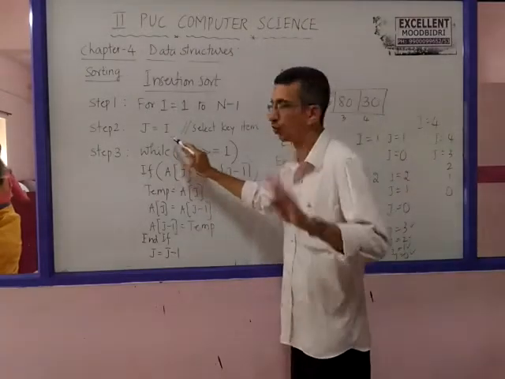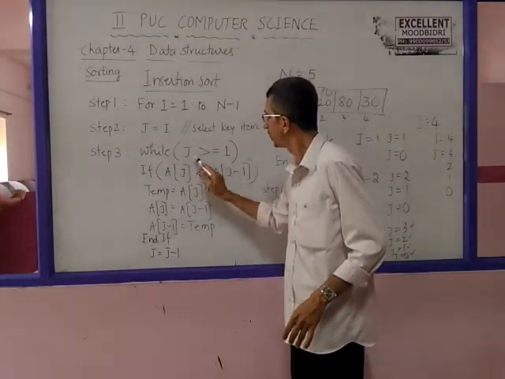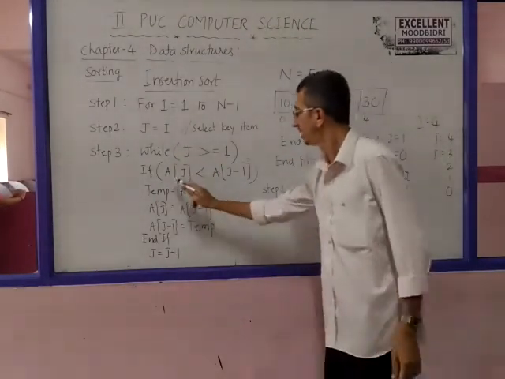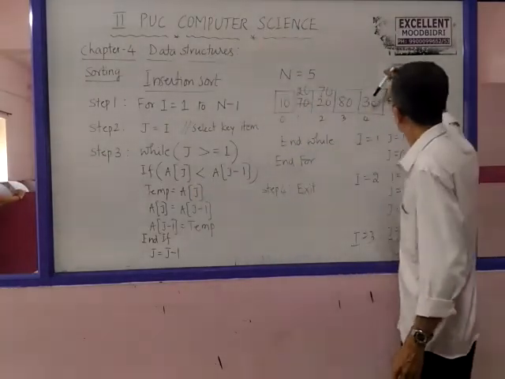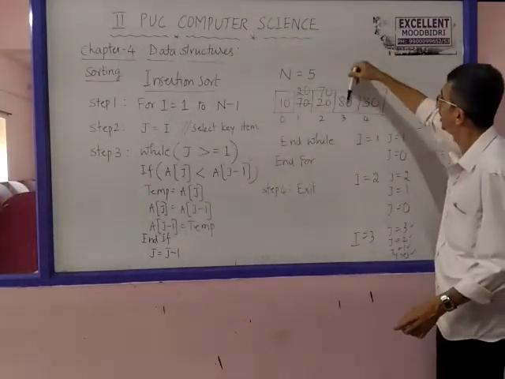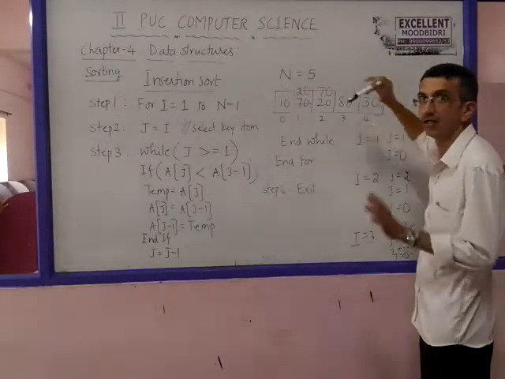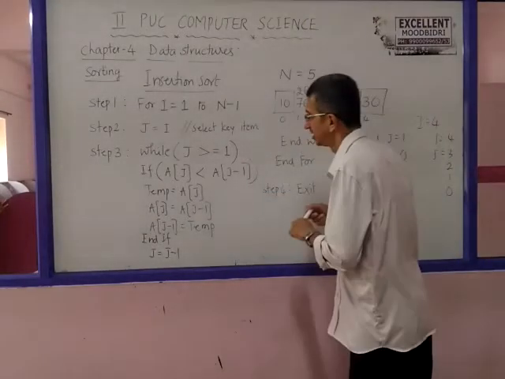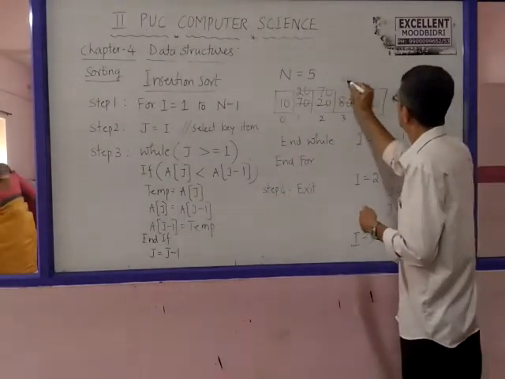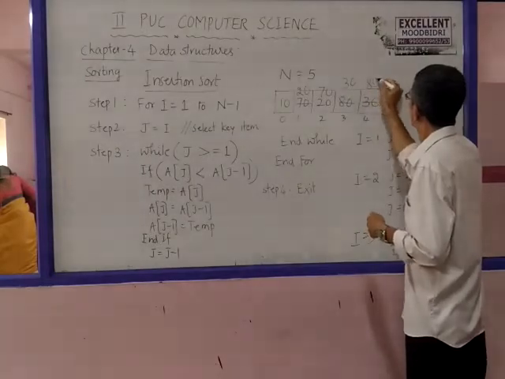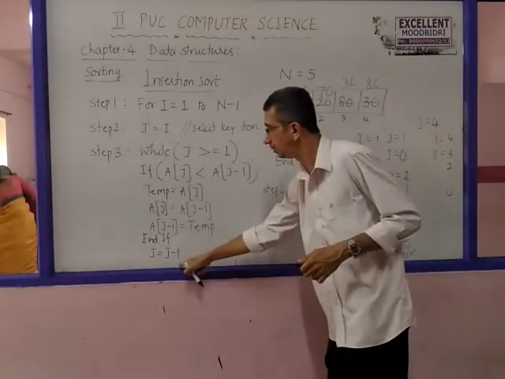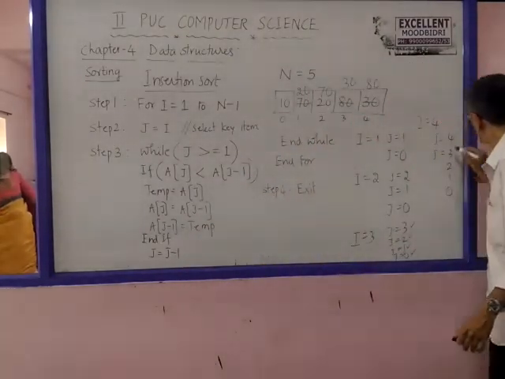J also becomes 4. 4 is more than or equal to 1 is true. A of 4 is less than A of 3. A of 4, 30, less than A of previous, 80? True. Interchange. So interchange means 30 comes here and 80 goes here. Interchange. J becomes 4 minus 1, and this is over.